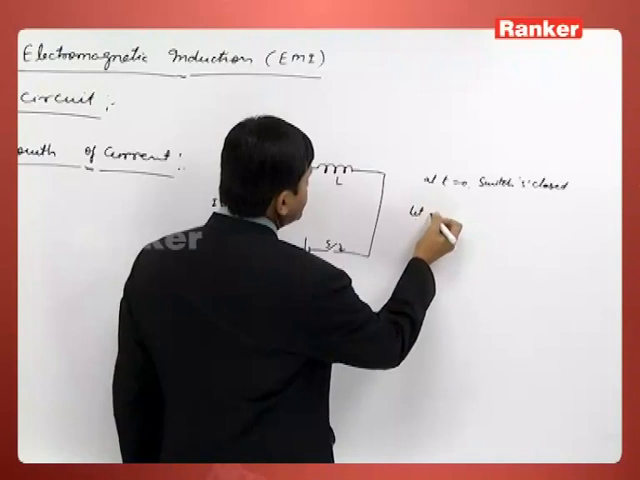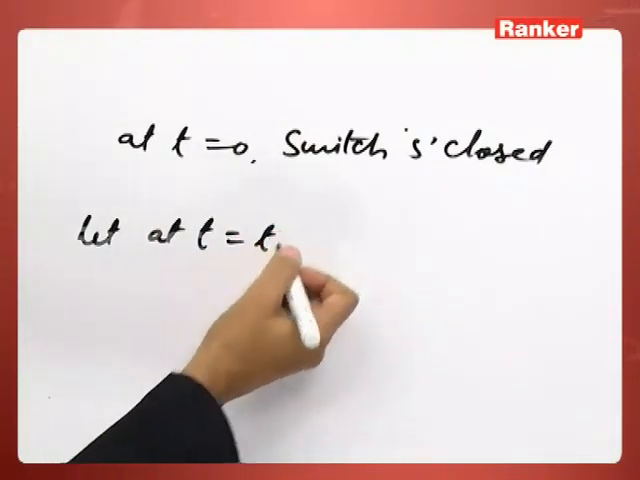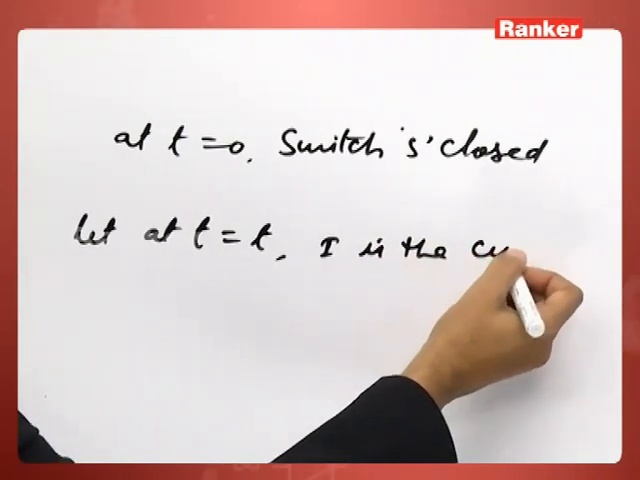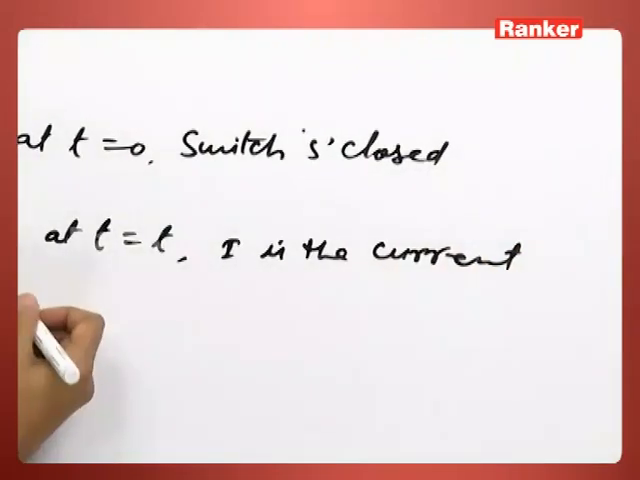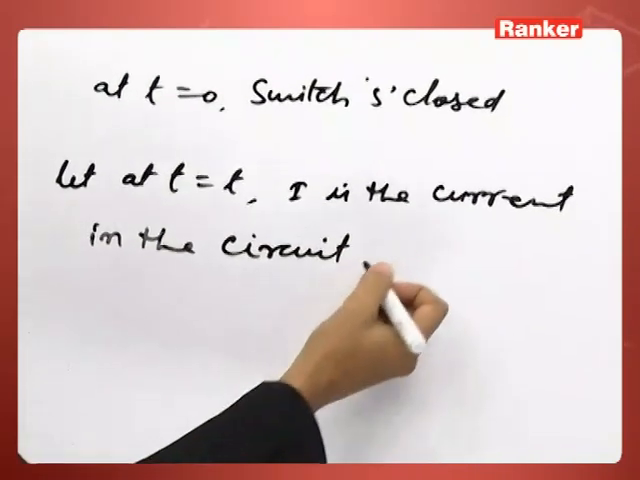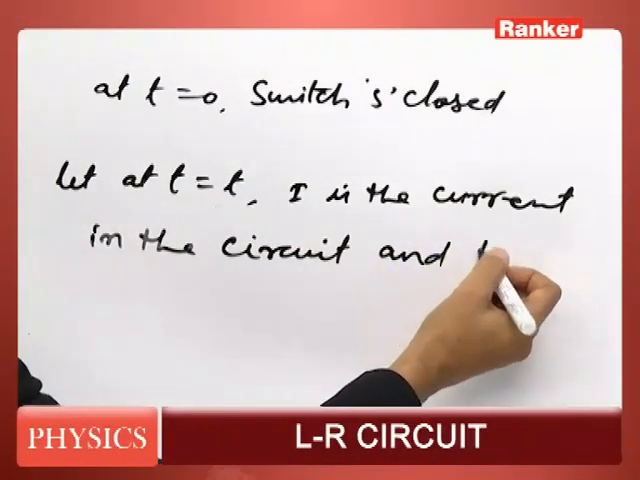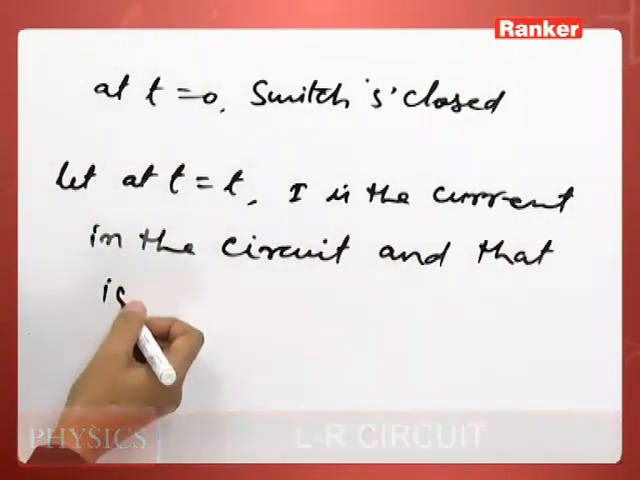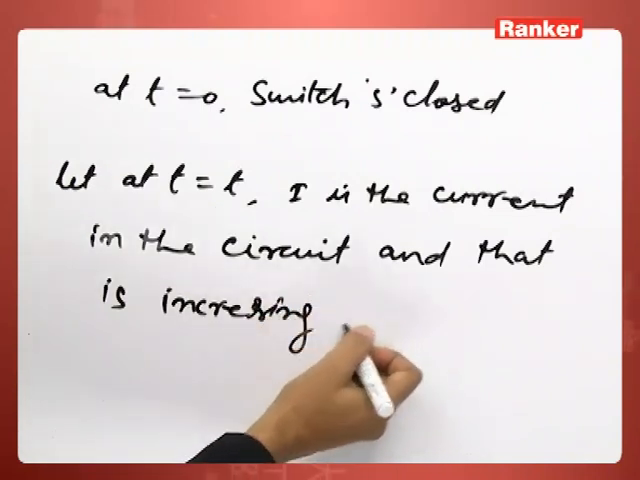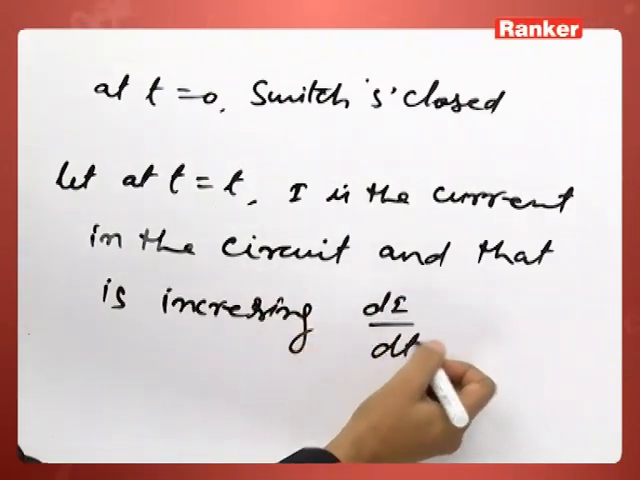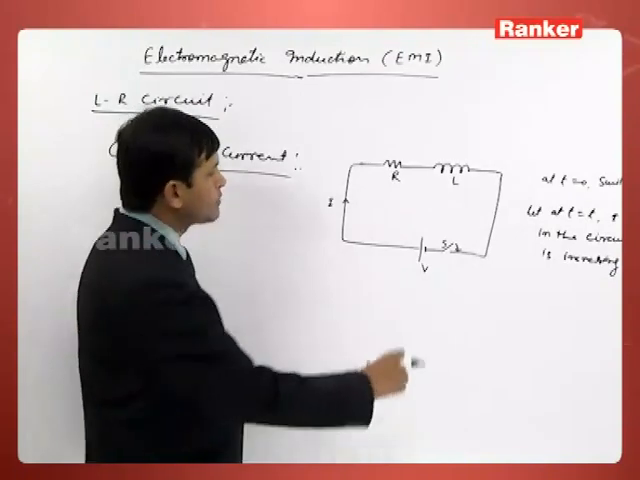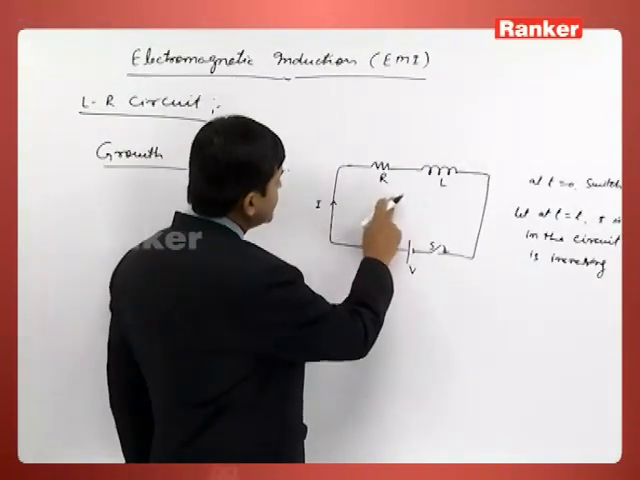So let at t equal to t, I be the current in the circuit, and that is increasing, or we can say di by dt is greater than 0. So the initial current in the circuit was 0. As soon as the switch is closed, the current starts increasing here.